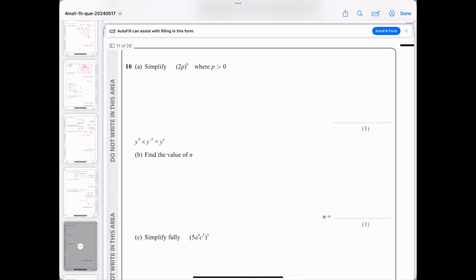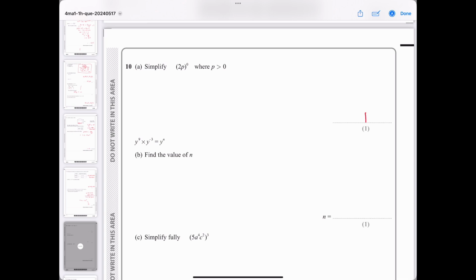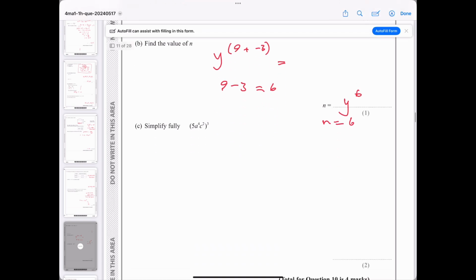Right, simplify 2p to the power 0. Anything to the power 0 is, if I'm talking to a student, they always say 1. Or sometimes they say 0, but they're wrong, it's 1. Next, y to the power 9 times y to the power minus 3 equals y to the power n. So that means y, 9 plus minus 3 equals 9 minus 3, which equals 6. So it's y to the power 6, or n equals 6.